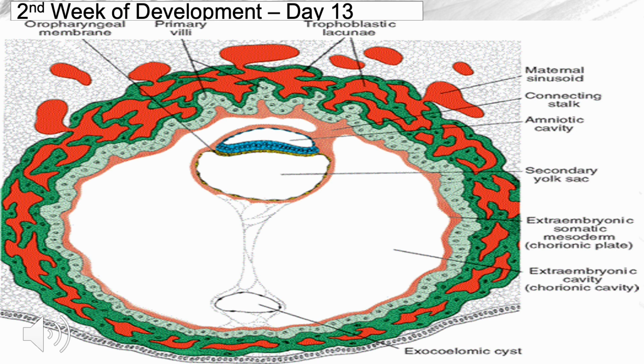The trophoblast is characterized by villous structures. Cytotrophoblasts proliferate and penetrate into the syncytiotrophoblast, forming cellular columns surrounded by syncytium, called primary villi.